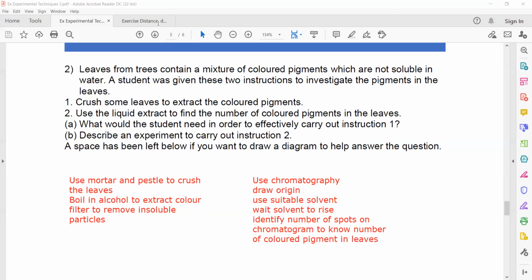Is it clear? So first instruction, we use a mortar and pestle to crush it, and then we boil in alcohol. Why do we boil in alcohol, not in water? Because they mentioned it is not soluble in water. So we boil in alcohol, then we filter. So that was the colored extract which we obtained. And then that colored extract we place on the chromatogram. We draw the origin with pencil and we identify the number of spots. For example, if two spots are there, it means it contains two pigments, two colored pigments. If it has three spots, then it is three color pigments. If it is one spot, it means it is only one color. Is it clear? Question 2.